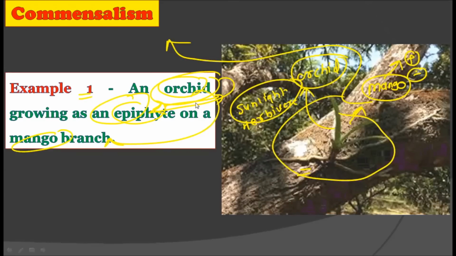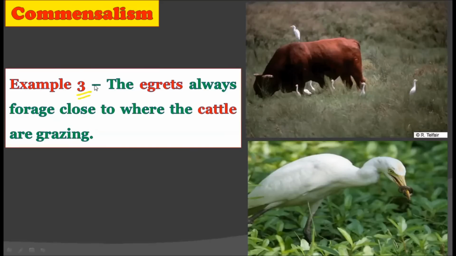So the orchid which lives on the mango branch is a typical example of commensalism. Epiphytic plants are those plants which live on other trees, and that is why the orchid in this example is an epiphyte. Now the next example for commensalism is egrets and cattle. The relationship between the egrets and the cattle can be considered commensalism. Let us find out how.